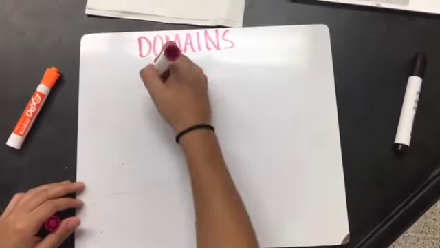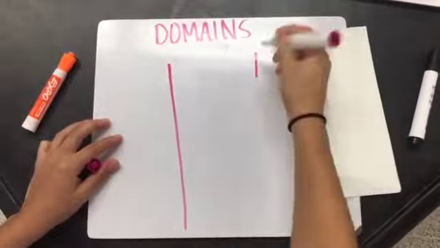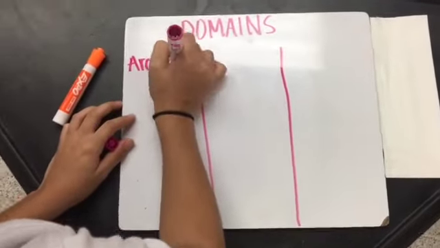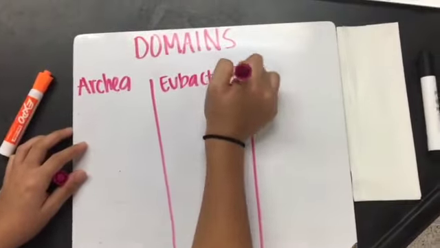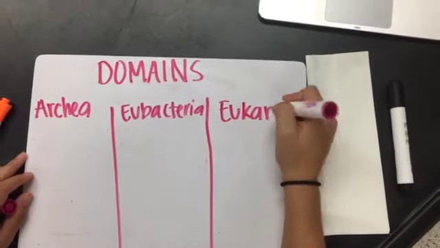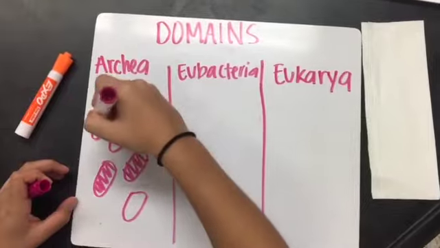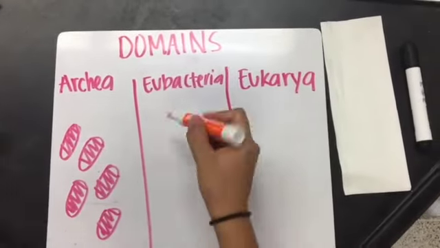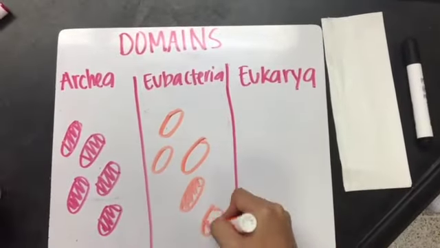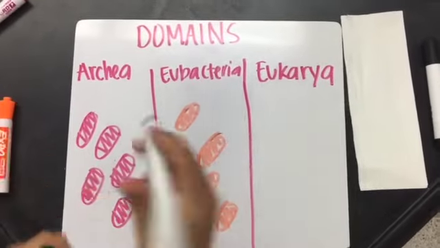Domains. There are three types of domains: archaea, eubacteria, and eukarya. Archaea are unicellular, prokaryotic, with no membrane-bound organelles, and were the first cells to evolve, in harsh environments. Eubacteria are unicellular, prokaryotic, with no nucleus or membrane-bound organelles. Some may cause disease, and they are found in habitats except harsh ones.